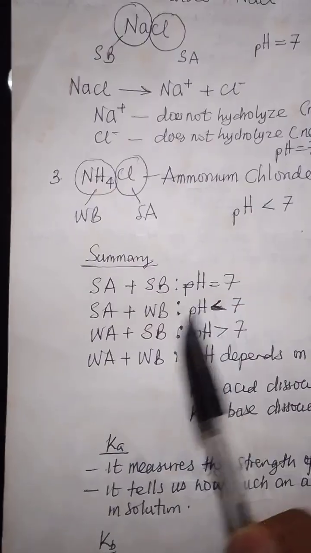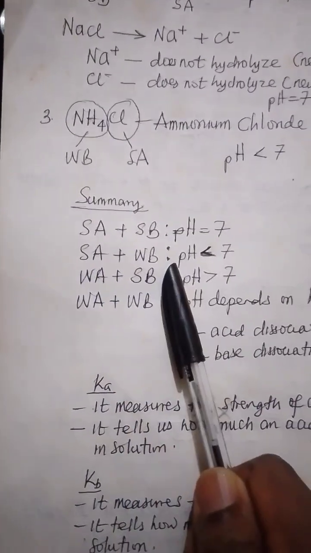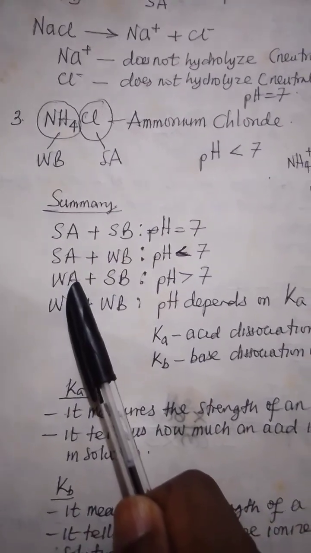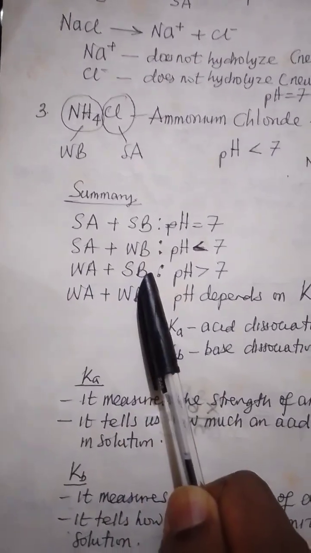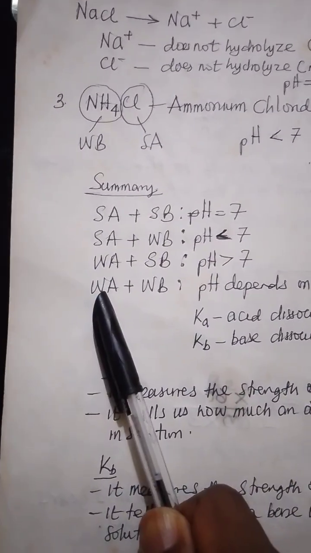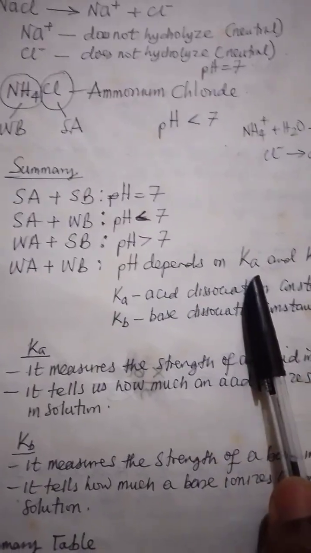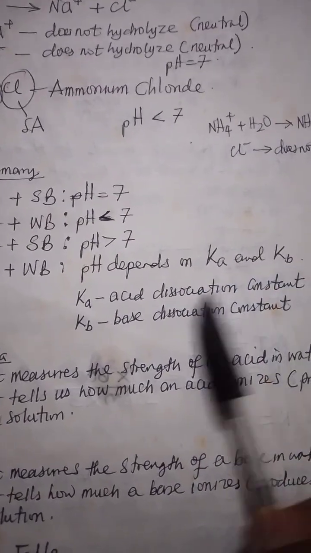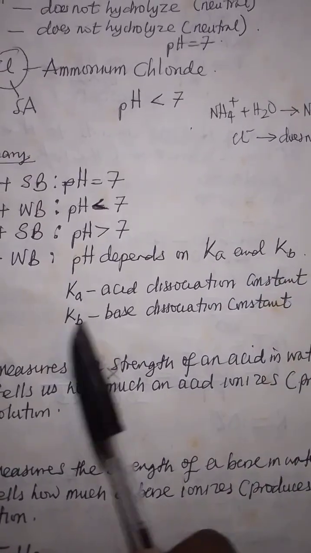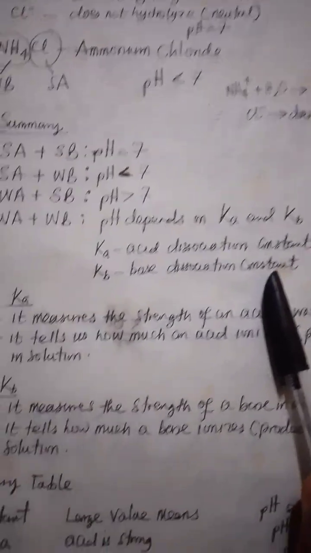If you have a strong acid and a weak base, the pH will be less than 7. If you have a weak acid and a strong base, the pH will be greater than 7. If you have a weak acid and a weak base, the pH depends on Ka and Kb. Ka means acid dissociation constant. Kb means base dissociation constant.